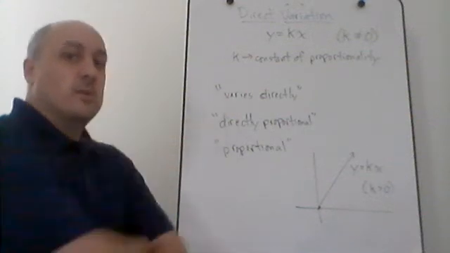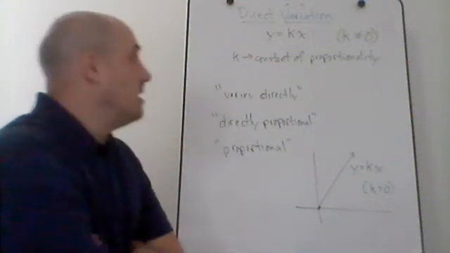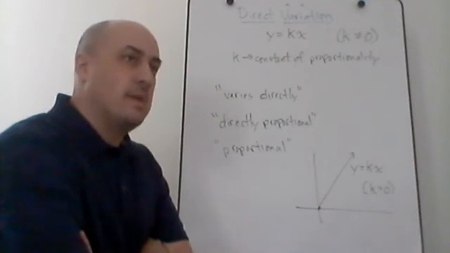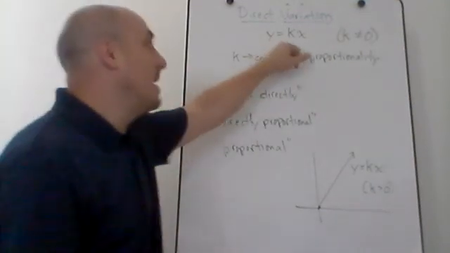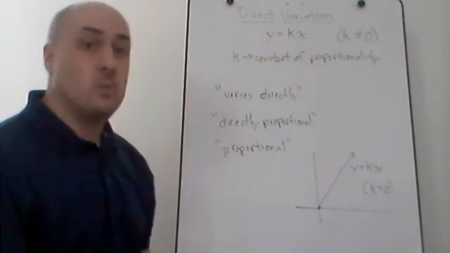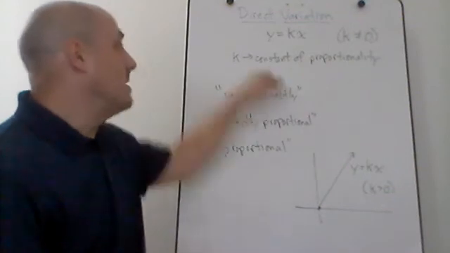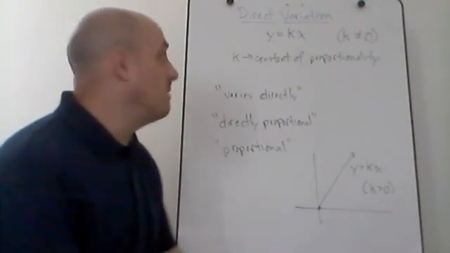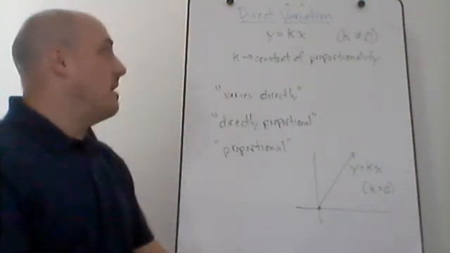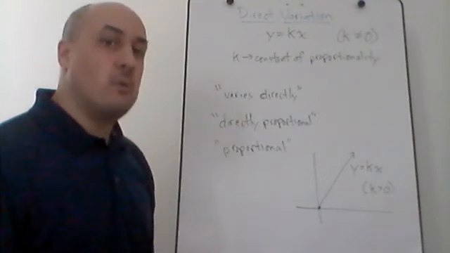Alright, in this video we're going to talk about direct variation. Direct variation has this form, y equals k times x, where k is not equal to 0. And k in this case is what we call a constant of proportionality. So direct variation is basically a linear equation.